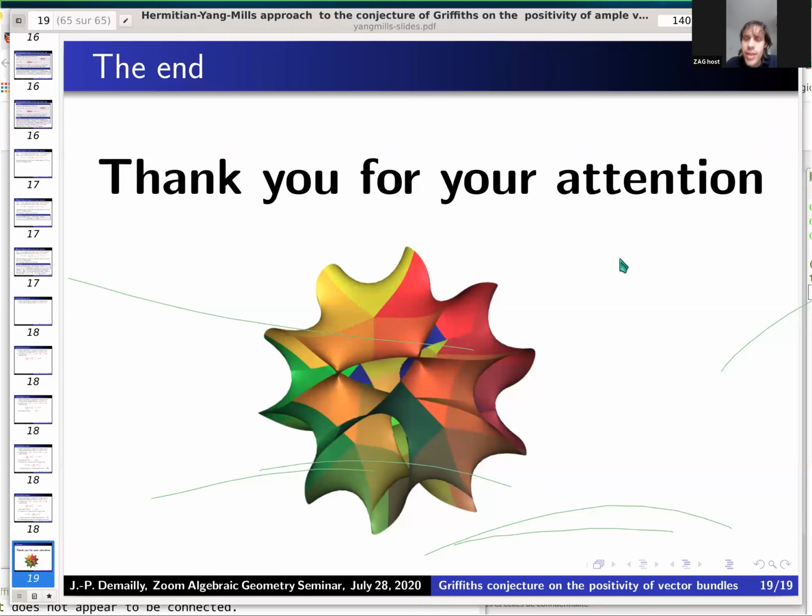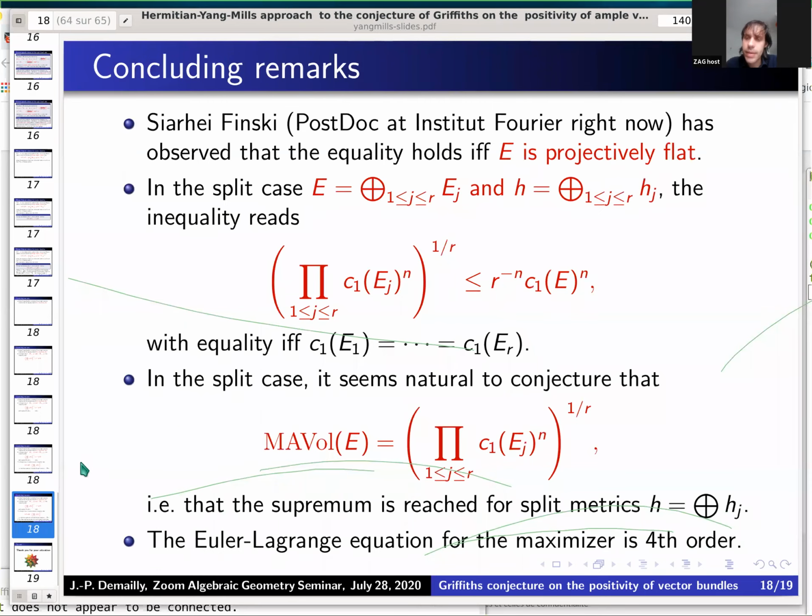So one question, this Monge-Ampère volume can be defined also for other situations where it's not an ample vector bundle, maybe interesting also to look at in other situations, or somehow it really requires it. What you could do, and it's part of the work of Finski, is to replace E by symmetric powers of E. So if E is ample, then the symmetric powers of E for large powers become dual Nakano-positive, so you can compute.